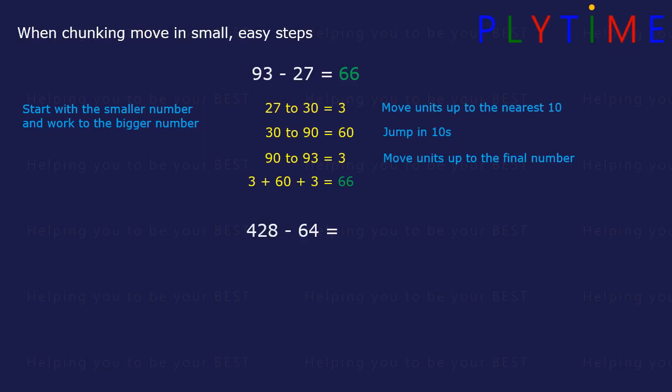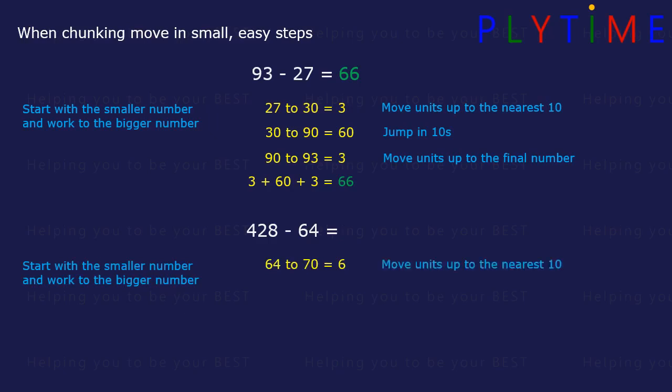428 minus 64. We start with the smallest number and work our way to the biggest number. From 64 to 70, the next 10 is our number bonds, that's 6. We're moving to the nearest 10. Then we move from 70 to 100. That's 30. We jump in tens to 100, then jump in hundreds.